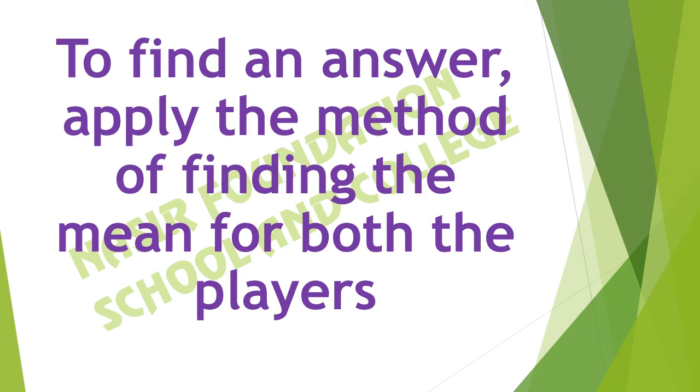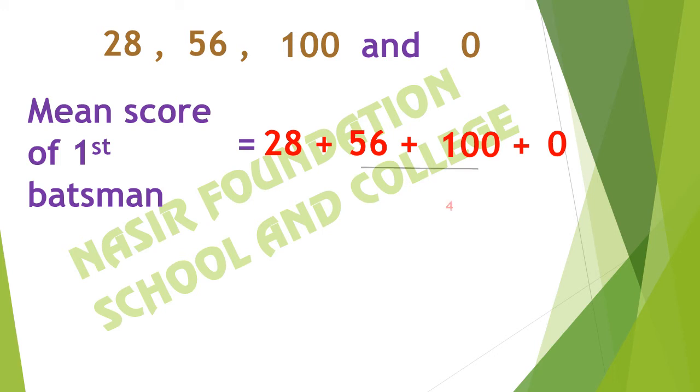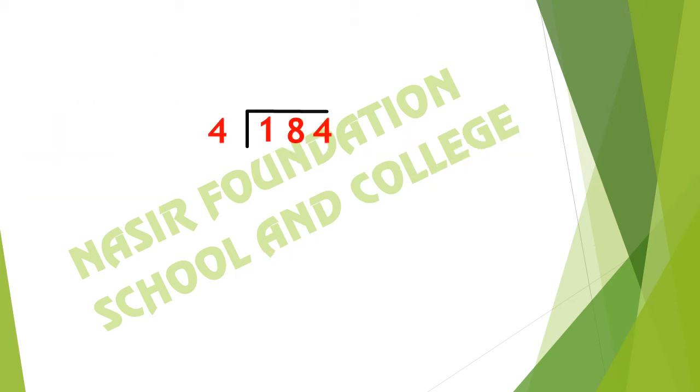To find an answer, apply the method of finding the mean for both the players. To find the mean score of first batsman, we have to find the sum of values. It means we will add 28, 56, 100 and 0. And we will divide it by number of values. Yes, these are 4. Next step is we will add all these numbers 28, 56, 100 and 0. And we get 184. And we will divide it by 4. We have to divide 184 by 4.